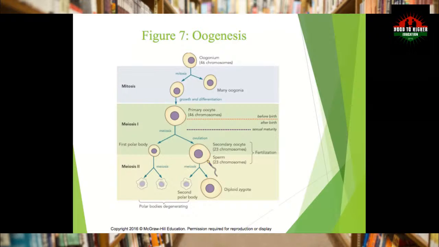Now pause the video and look at the oogenesis and how the egg goes from 46 chromosomes and splits to 23 chromosomes, right? Through a process that starts off as mitosis, then develops into meiosis 1, and then the last stage is meiosis 2, where the polar body starts to degenerate.